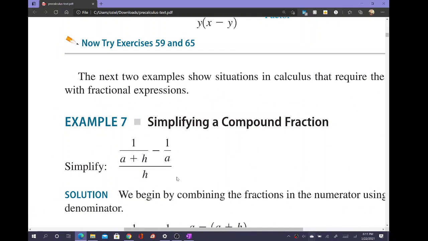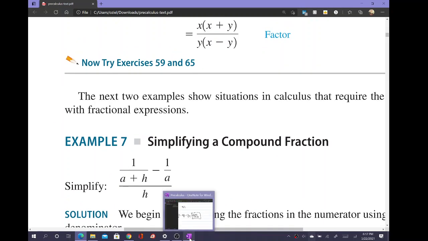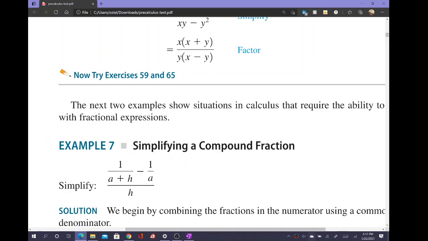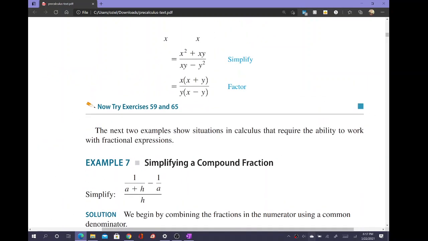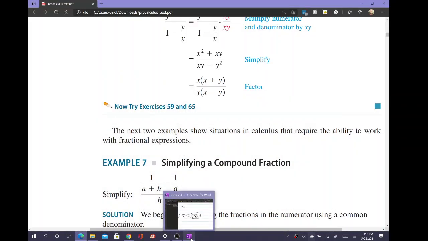Okay, so simplifying a compound fraction: 1 over a plus h minus 1 over a, all over h. This looks really familiar, and it says the next two examples show situations in calculus that require the ability to work with fractional expressions. This comes up so much in Calculus 1 when you're doing the definition of a derivative using the limit definition. So yes, this is really important. We have to know how to do this for Cal 1.